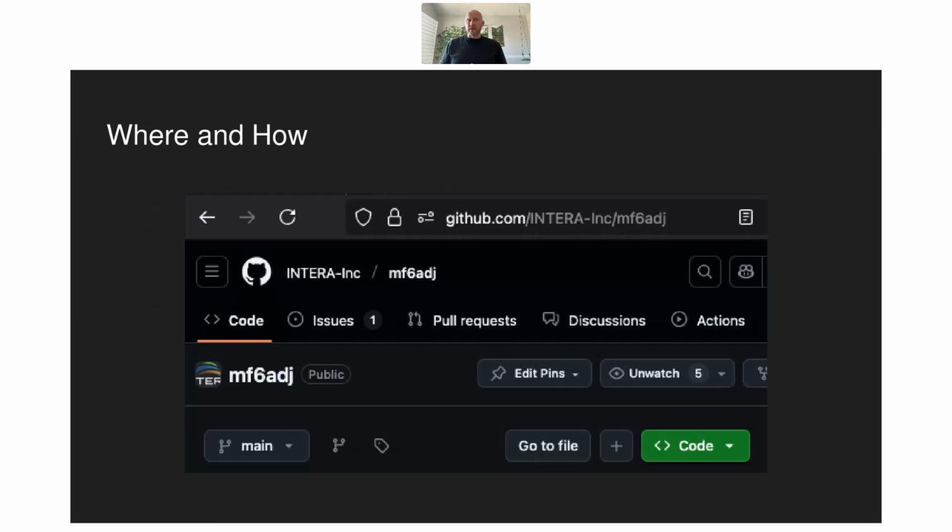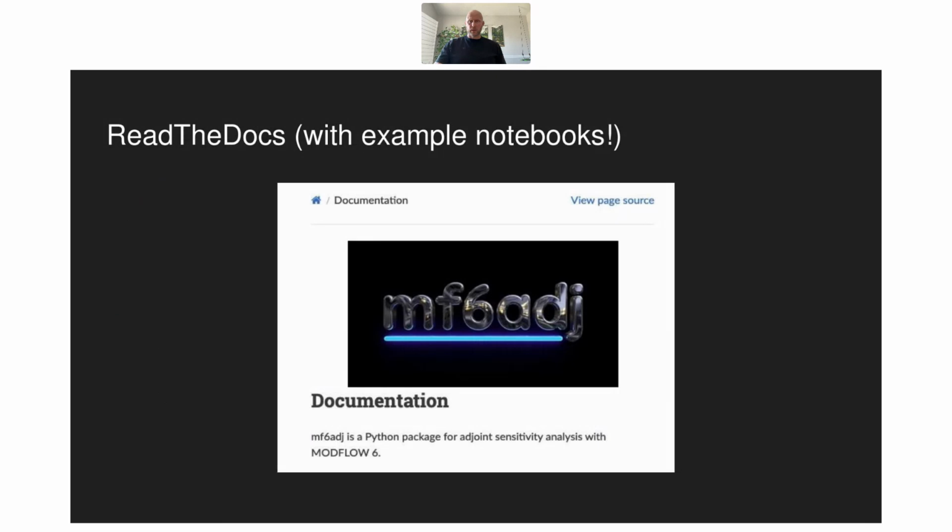Right now, the code is available under INTERA's GitHub organization as MF6ADJ. If you search for that, you'll find it. We're working on getting it deployed through PyPI, so you can just do pip install. That'll hopefully be ready in the next week or so.